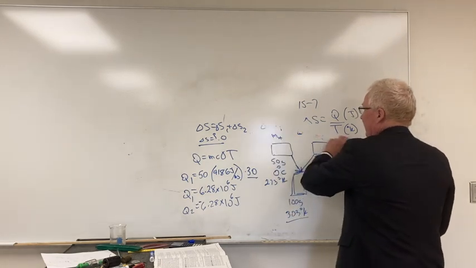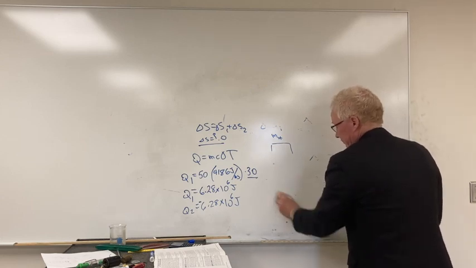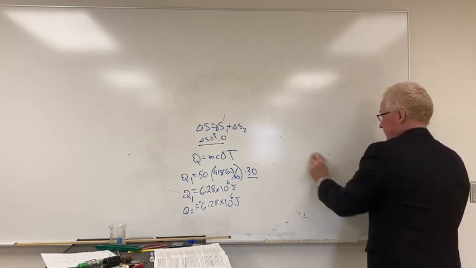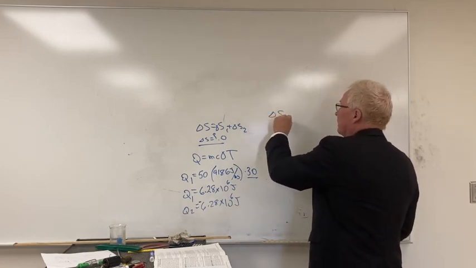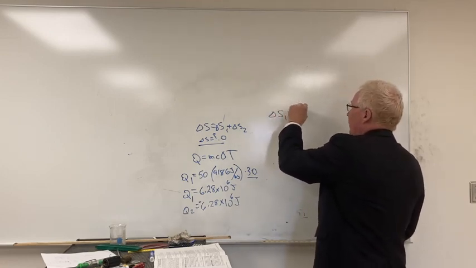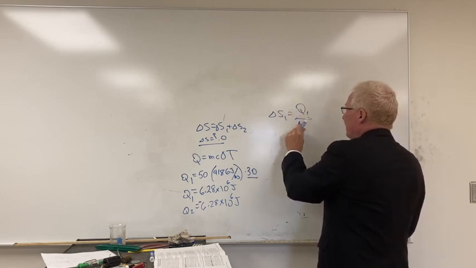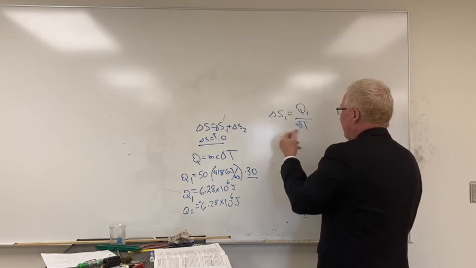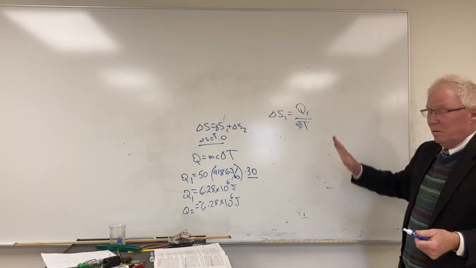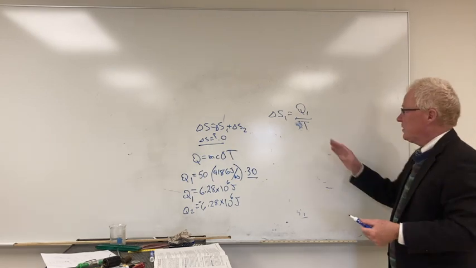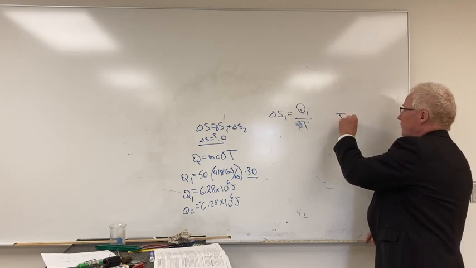All right, so I'm going to go here now and calculate delta S1, which will be Q1 over T. And what do we figure out for T? Now, technically, this should be like an integral. But we're not going to do that. So what we're going to do is take the average temperature.